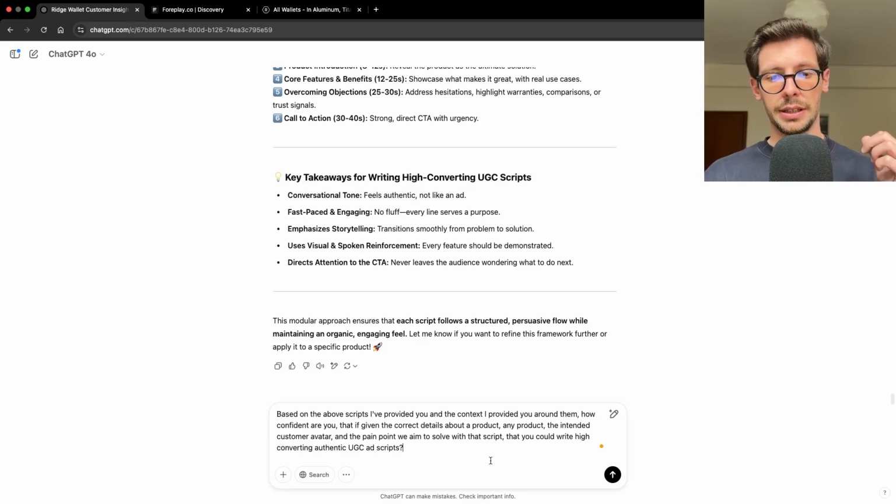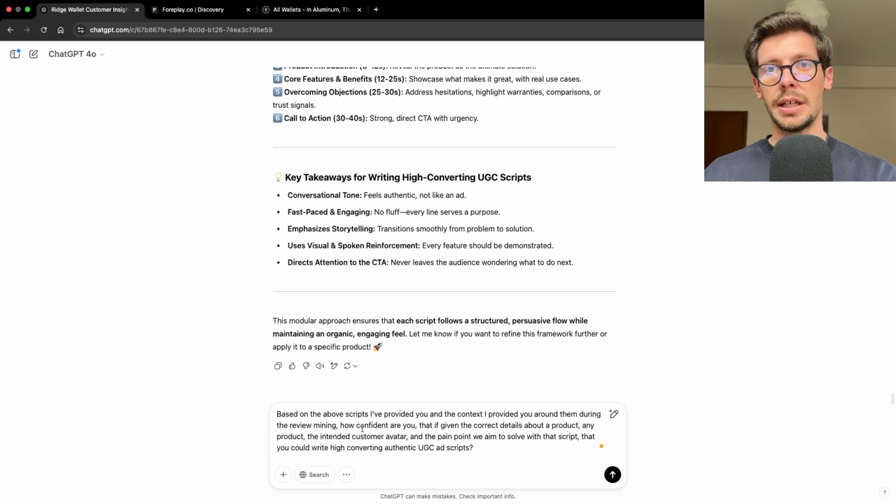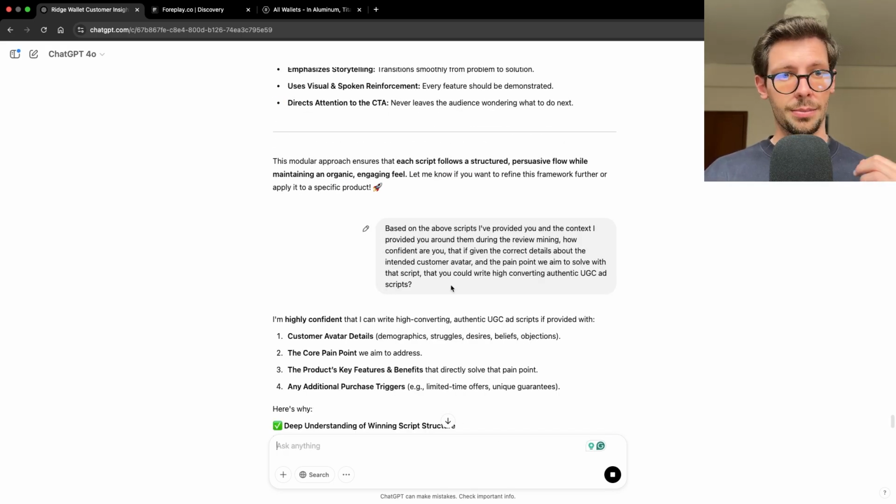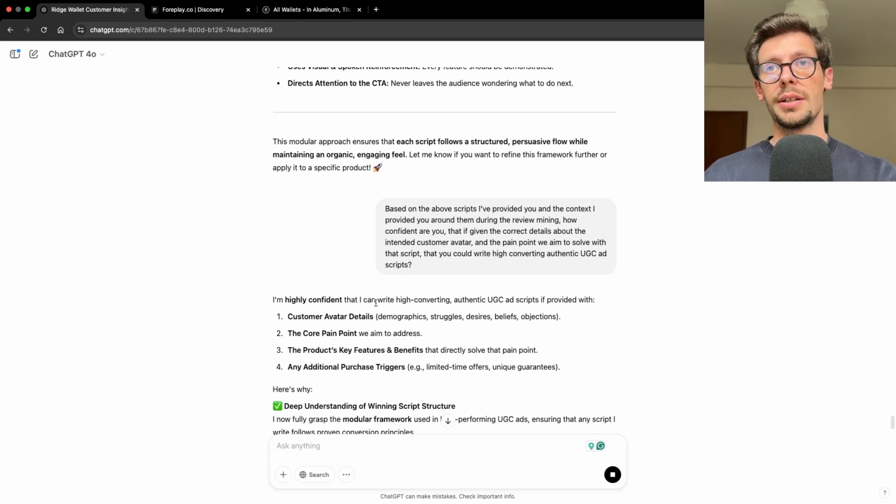So after giving this information to ChatGPT and after having done the essential research in ChatGPT, we tell it: based on the above scripts I've provided and the context I provided you around them during the review mining, how confident are you that, if given the correct details about the intended customer avatar and the pain point we aim to solve with that script, you could write high converting authentic UGC ad scripts. This prompt makes sure that ChatGPT checks if you actually gave it enough information to work with. Now we can see, okay, in this case we have given it enough information.